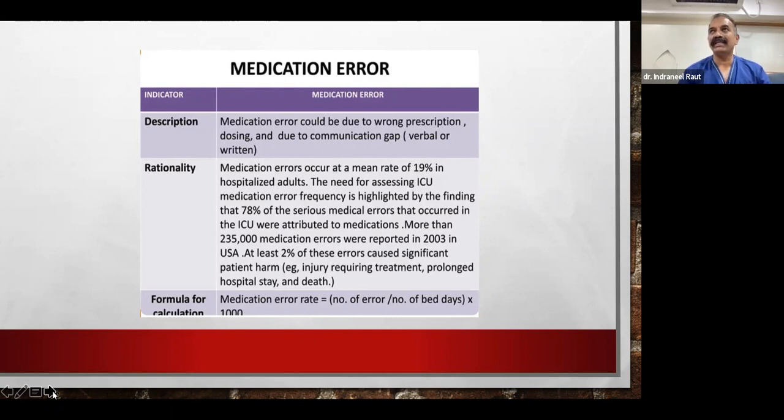Suppose the sister has not given the antibiotic for 3 hours. Maybe there was a problem while she was indenting the drug. Then maybe the pharmacy did not have the ward boy to send the drug to the ICU. So it's not always the fault of the sister. That's why, whenever we identify errors, it should not be an individualized penalty. It should be a system change, and we need to identify the flaws in the system. Maybe the sister was overworked, doing a double duty, and that's why she made an error. Maybe the doctor on duty was doing a 24-hour shift and made an error in judgment, or wrote a wrong drug instead of the correct spelling. So medication error rate is the number of errors over the number of bed days, times 1,000.